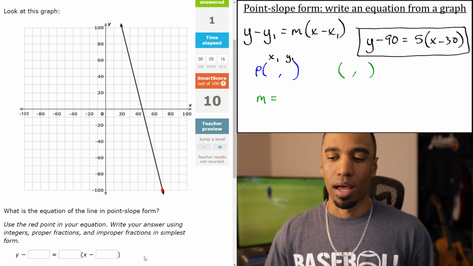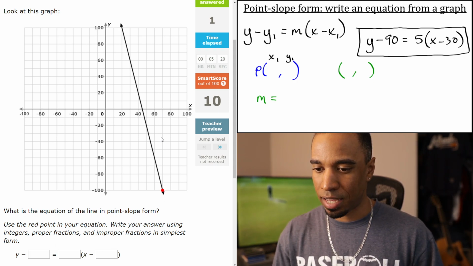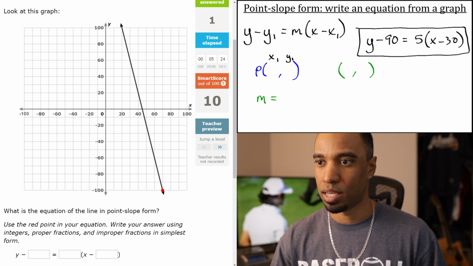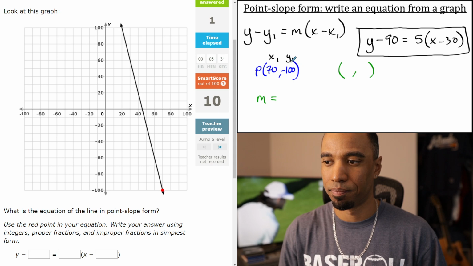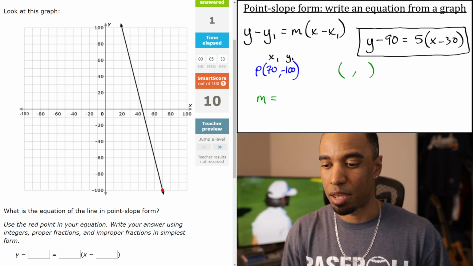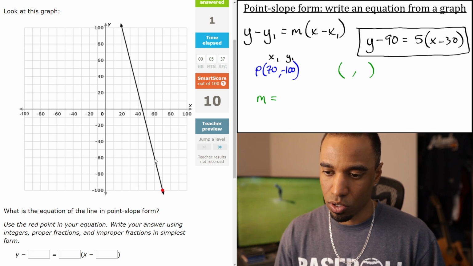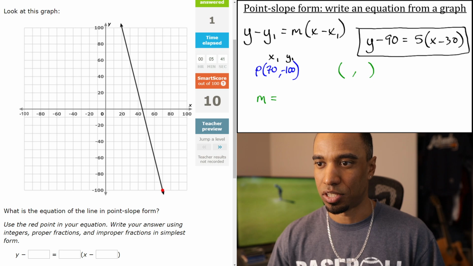What do I got? I got a known point of, it looks like, 70 for x and negative 100 for y. So again, my known point here is 70 for x and negative 100 for y. There's another known point I can find, but that's what I have to choose as my x1, y1. So another known point here, over here, is 60, negative 60.